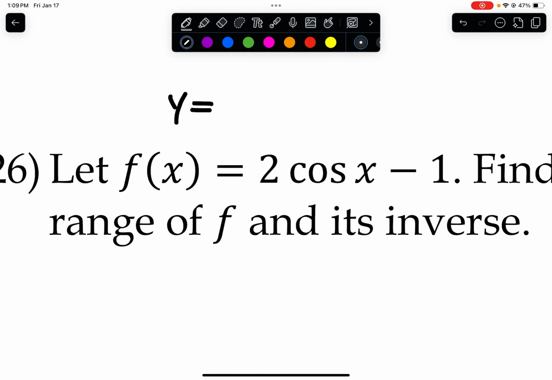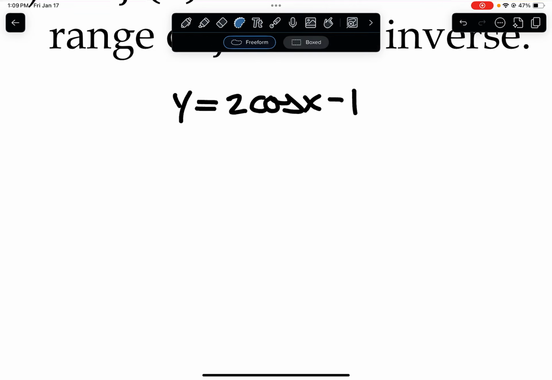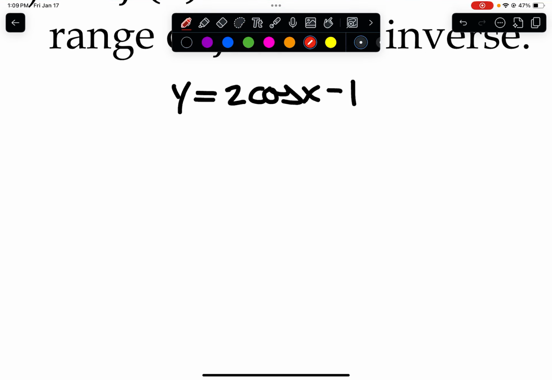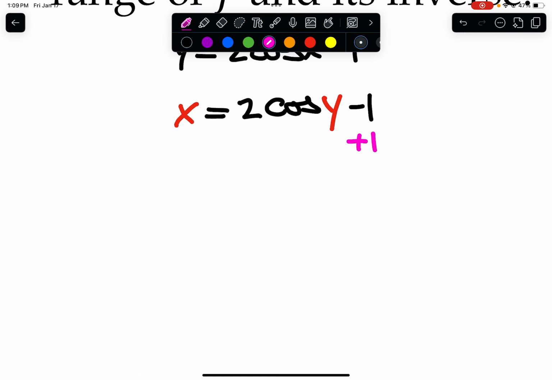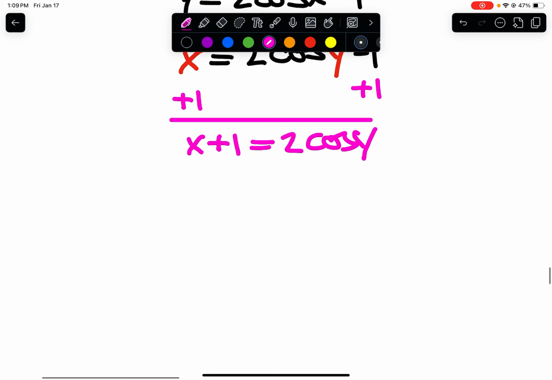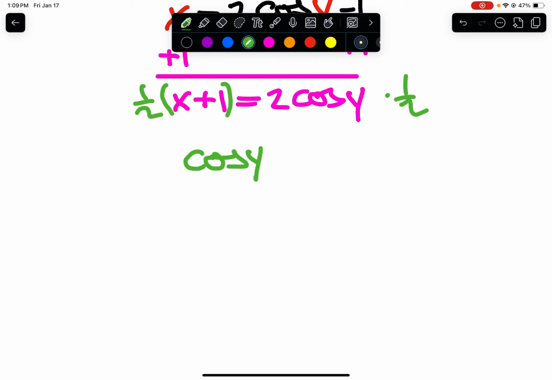All right, so I'm going to start with just the original. So f of x is the same as y, so y equals 2 cosine x minus 1, and then I'm going to move it down. All right, and then the whole premise of inverses is you're going to flip the x and the y, and then you're going to solve for y. All right, so you're going to treat this just like an equation. So I'm going to add 1 on both sides. So this is going to be x plus 1 equals 2 cosine y. That's a y. All right, then I'm going to multiply both sides by 1/2. So we're going to have cosine y equals 1/2 parentheses x plus 1.